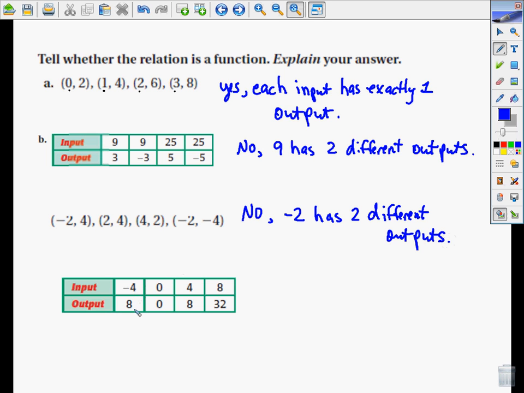And here I have -4, 8, 0, 0, 4, 8, and 8, 32. It doesn't matter that this 8 is repeating twice. You can have outputs repeat for everything as long as the inputs each go to their own output. So 4 is only going to 8, 4 is not going anywhere else. -4 is only going to 8, but -4 isn't going anywhere else. So yes, each input has exactly one output.